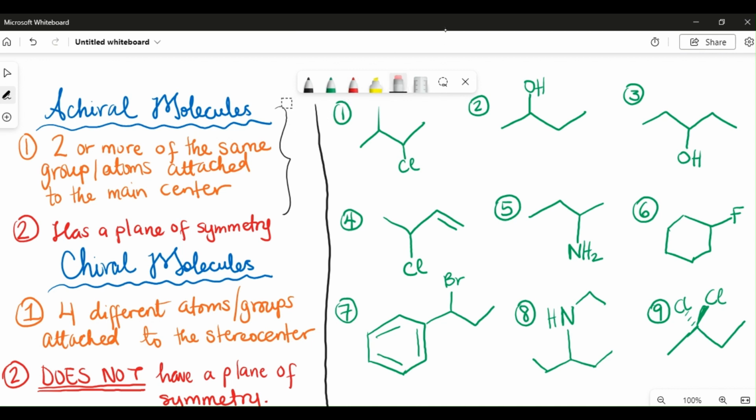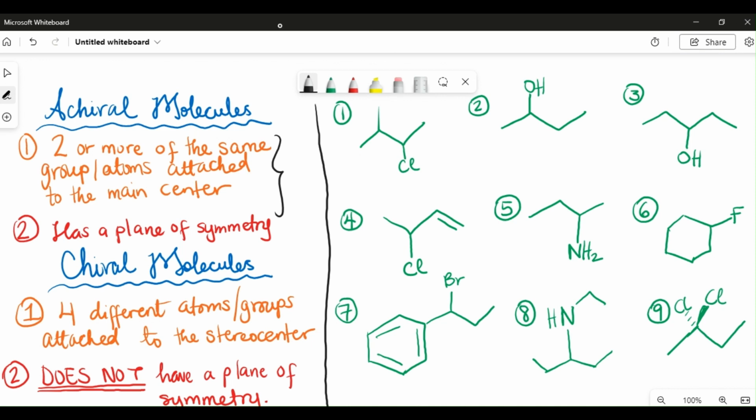So now let's start. The thing you have to understand is that anytime you're given a molecule, you have to determine whether it's achiral or chiral. In order for you to know whether it's achiral, there are two things that you have to search for. The first is that you have to make sure that two or more of the same atoms or groups are attached to the main center.